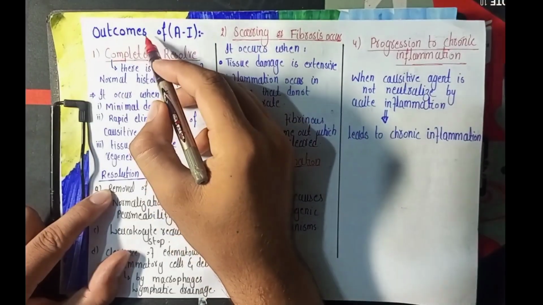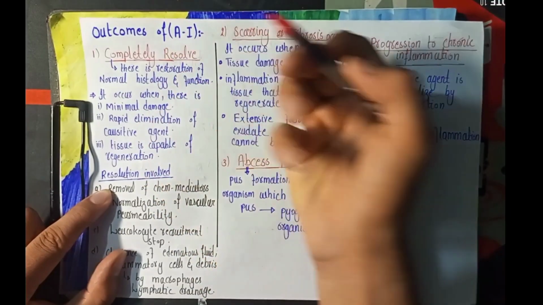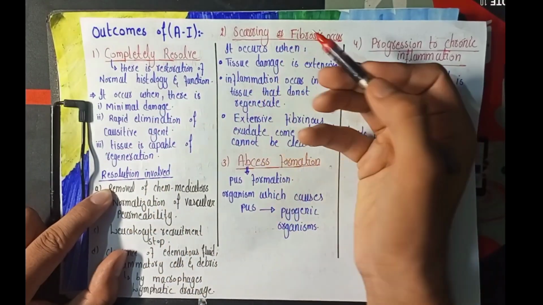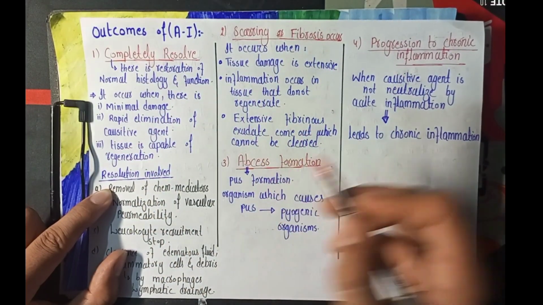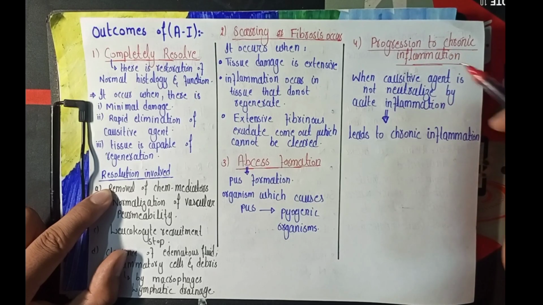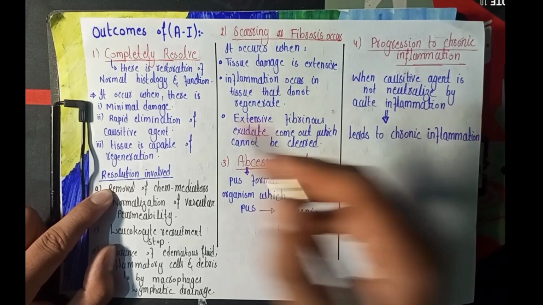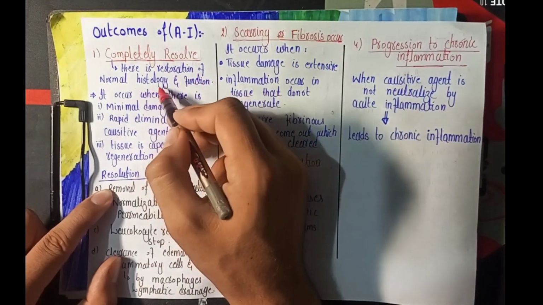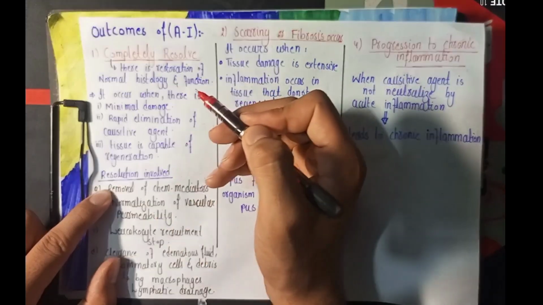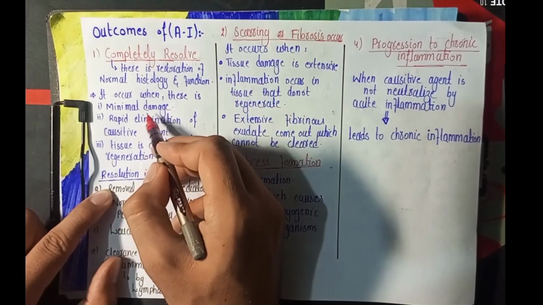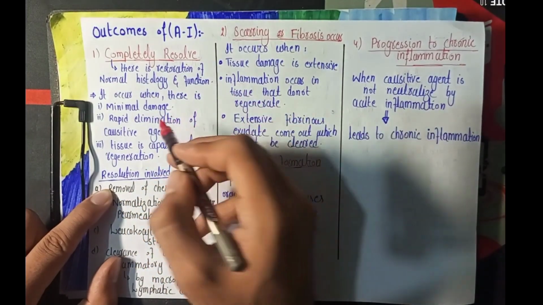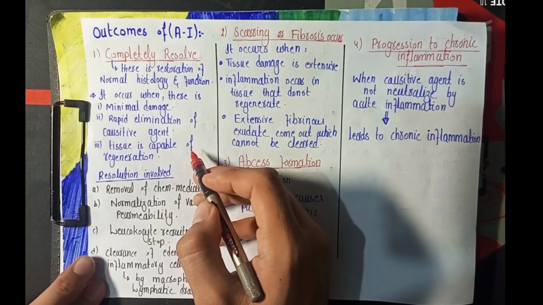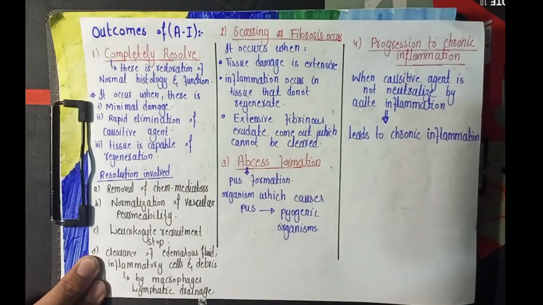Now finally we talk about the outcomes of acute inflammation. The acute inflammation may completely resolve, it may lead to scarring or abscess formation, or when it does not resolve, it may progress toward chronic inflammation. The first one is complete resolution. Complete resolution is the restoration of the normal histology and function of the injured area, and it occurs when there is minimal damage to the tissue, there is rapid elimination of the causative agent, or when the tissue has the power of regeneration.